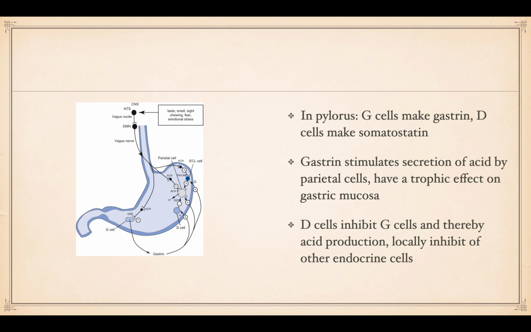So in the pylorus, the G cells will make gastrin, and the D cells will make somatostatin. Gastrin will stimulate secretion of acid, and D cells will inhibit the G cells, and that will lead to a decrease of acid.